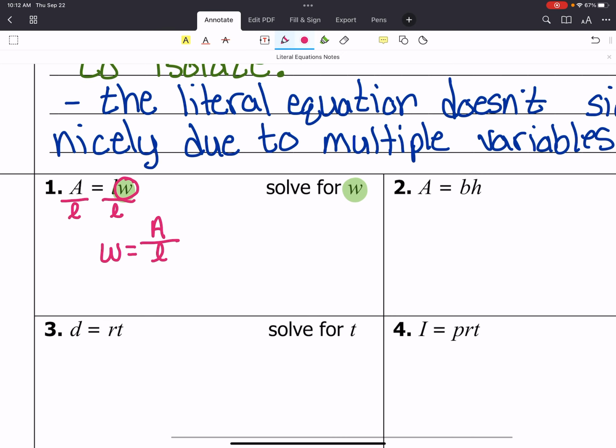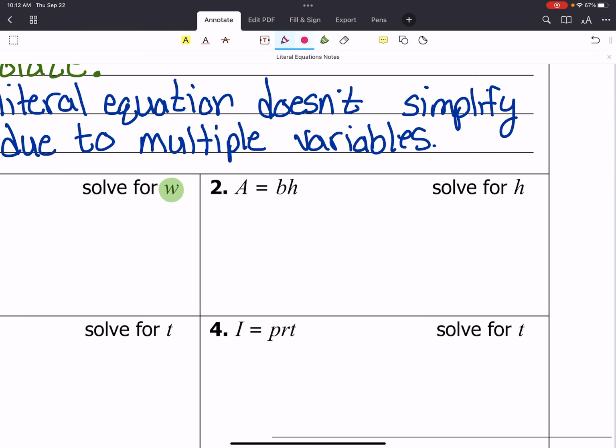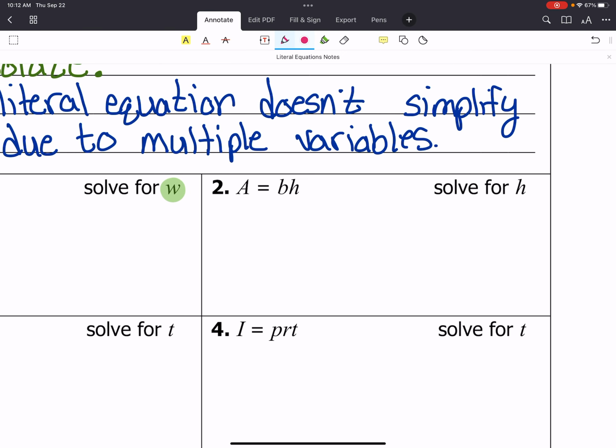Number 2 is very similar. A equals BH. Solve for H. So I'm trying to solve for this H right here. Well, I have B times H, so all I have to do is divide both sides by B. Those B's cancel. I'm going to put my variable on the left side, and then I'll put A over B on the right side. And I have solved for H. I got the H all by itself on one side.